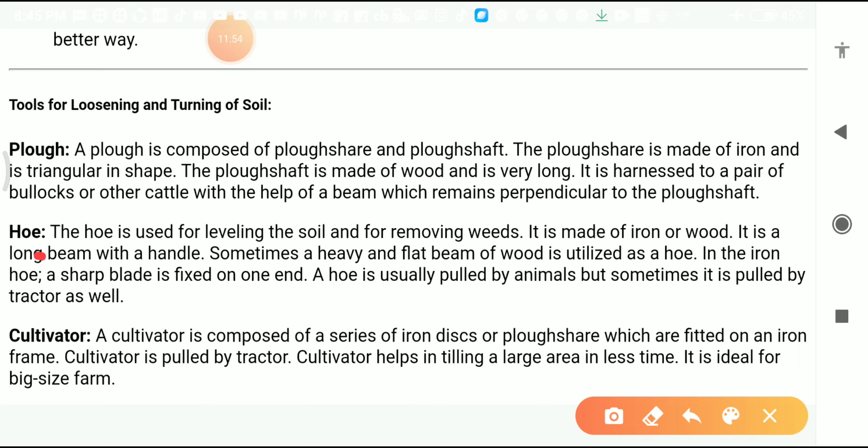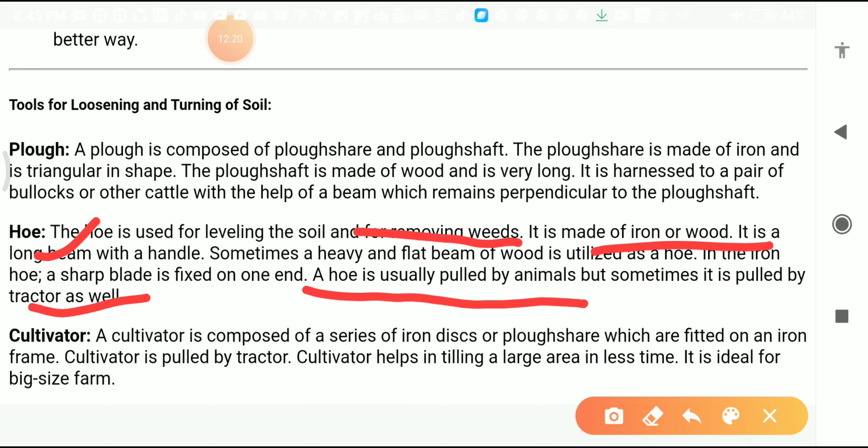Another is a hoe. This is also one kind of implement we can use for removing the weeds and for loosening the soil also, and it is made of iron or wood. In ancient times a hoe was usually pulled by animals, but sometimes it is pulled by a tractor as well. Now we come to the third point. I hope you understand these two points better. Plow and hoe, these two are the implements which we use in agricultural practices.